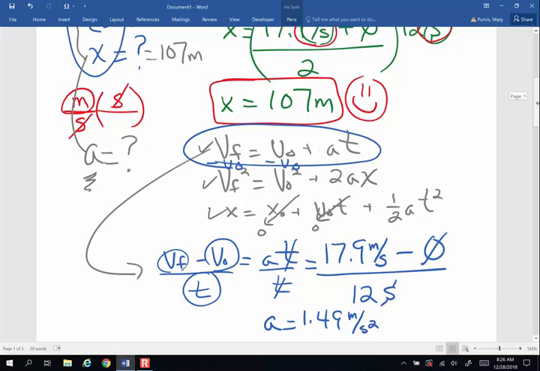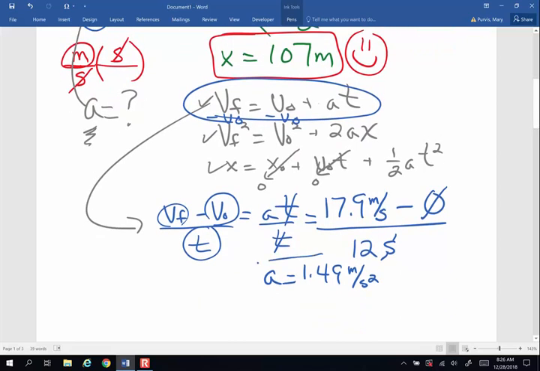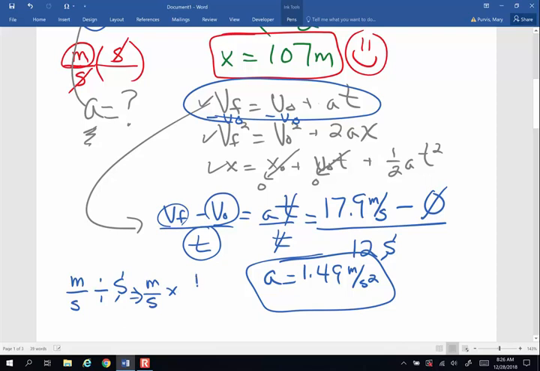Now we're going to take one more moment and look at where these crazy units came from. I've got meters per second divided by seconds. When you are dealing with fractions, to divide, you invert and multiply. So meters per second times 1 over seconds. I end up with meters on the top. Seconds times seconds gives me seconds squared. Those are acceleration units. That's what I've got. I'm a very happy camper.